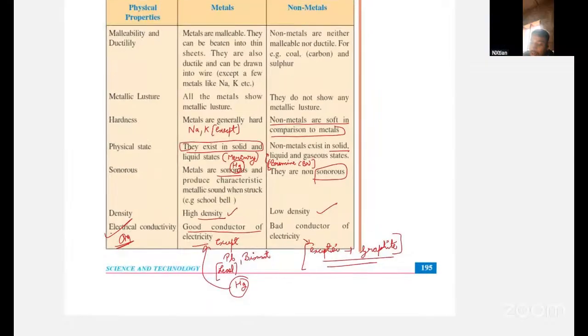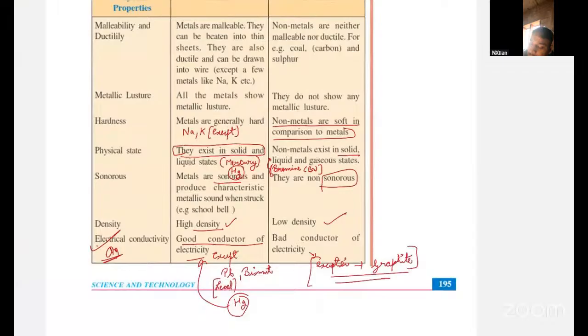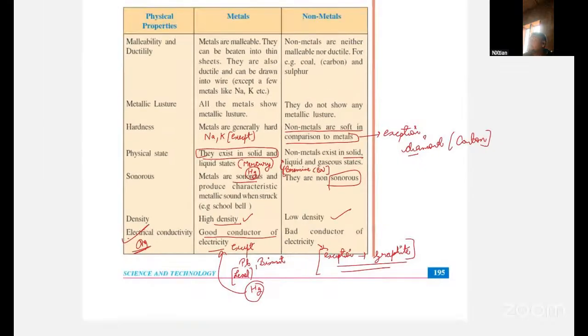Yeah. And non-metals are generally soft, but there are also exceptions. The exception is diamond, which is made up of carbon. It is not soft; it is very, very hard, more than metal also. Sir, is diamond the hardest substance? One of the hardest, we can say.